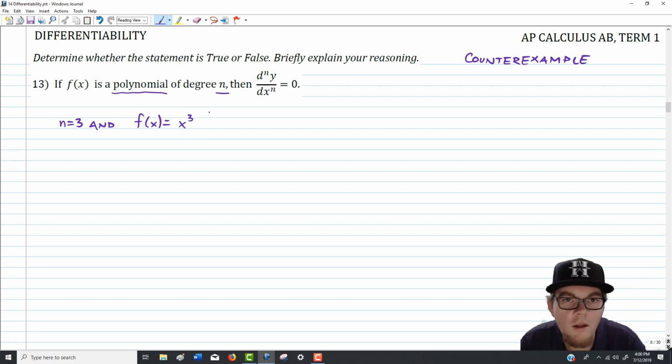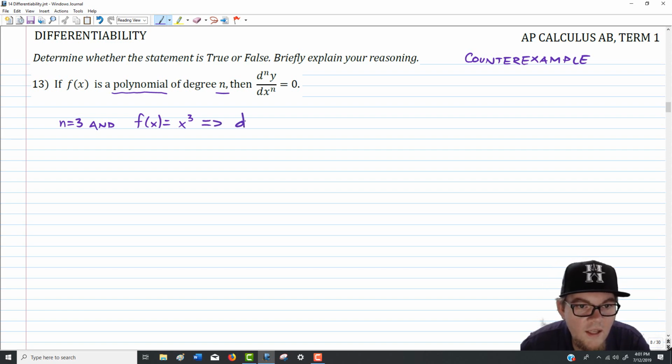Right, that's a third degree polynomial. Everything works. We've set up the beginning part, I think it's called the antecedent, of this statement. So our question is then, what is the nth derivative? So in our case, what is the third derivative of this particular function?